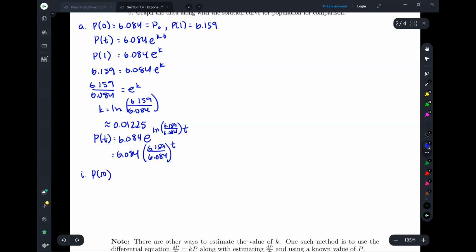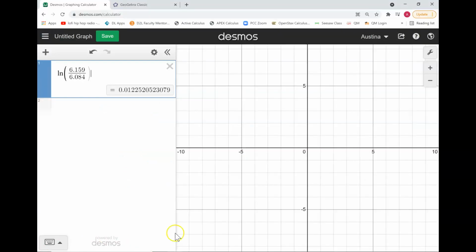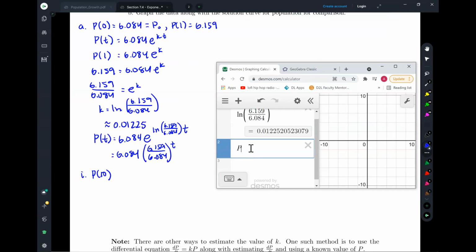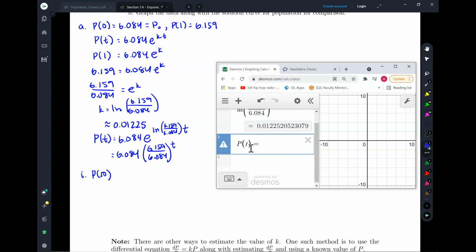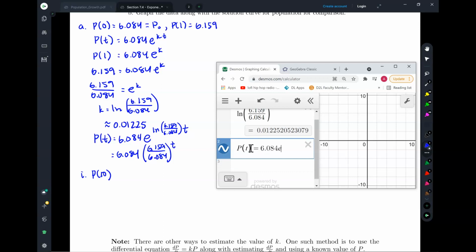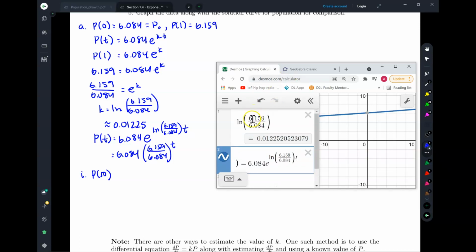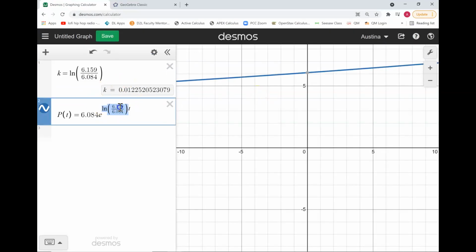So P of 10, and I'm going to use Desmos to do this. So first thing I want to do is type in our model, and then I can just type in P of 10 later. So P of t equals 6.084 e to the natural log 6.159 divided by 6.084 t. Now another option, since we already typed that in here, is you could say K equals that, and then rather than having to type this whole thing in again, you could just make that a K. So lots of different options. You do what feels best to you.